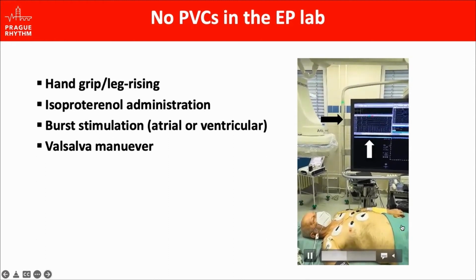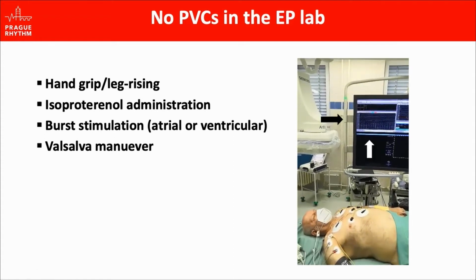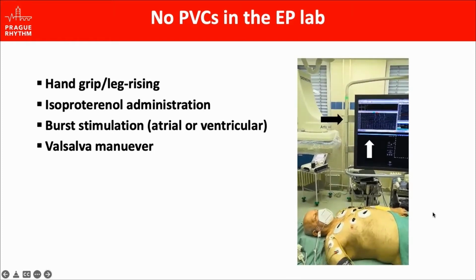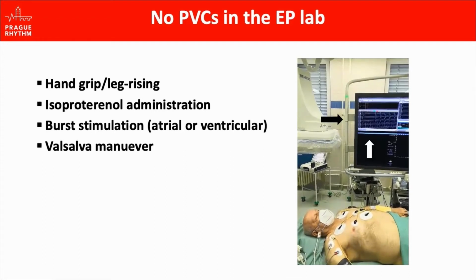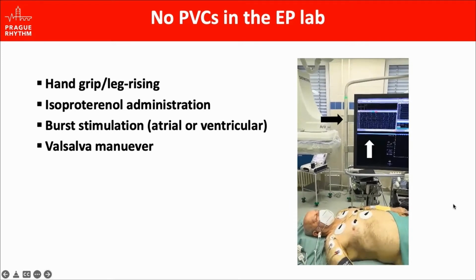And then we tried once more. We asked him to do a Valsalva maneuver, as you can see here right now. And again, there are PVCs. So I'm not telling you that this works in all patients, but at least you can try to catch at least one PVC to have a morphology in the EP lab.